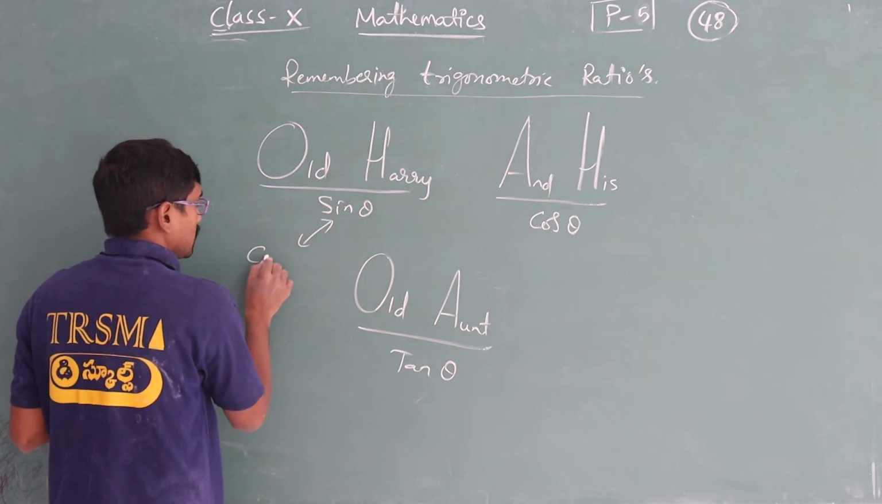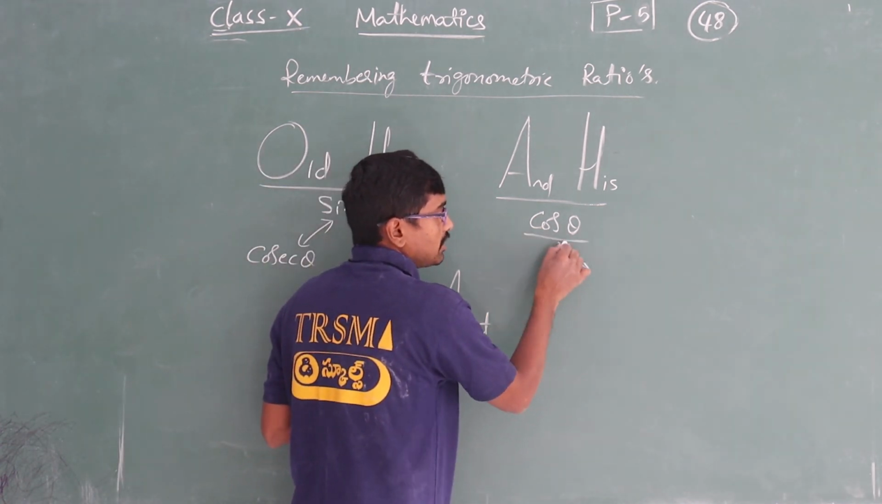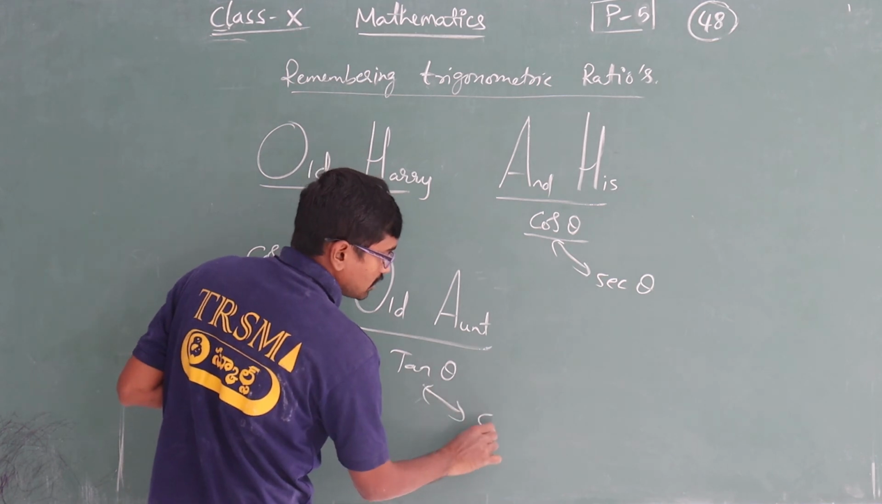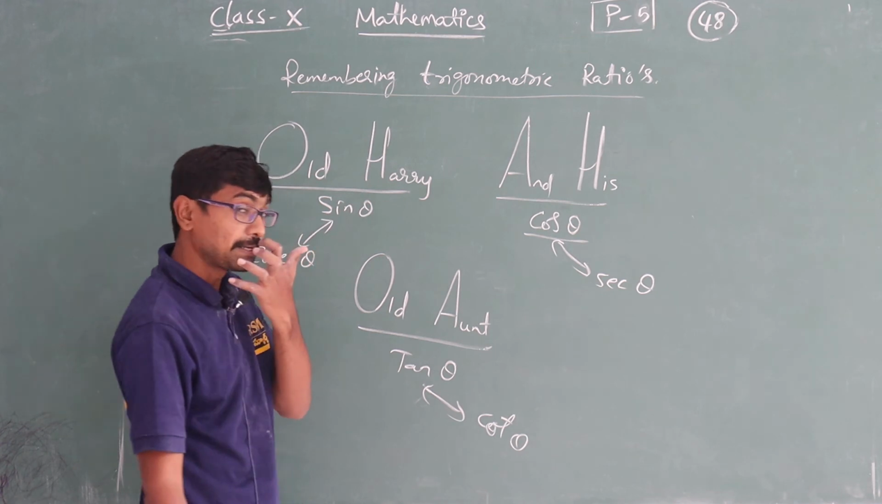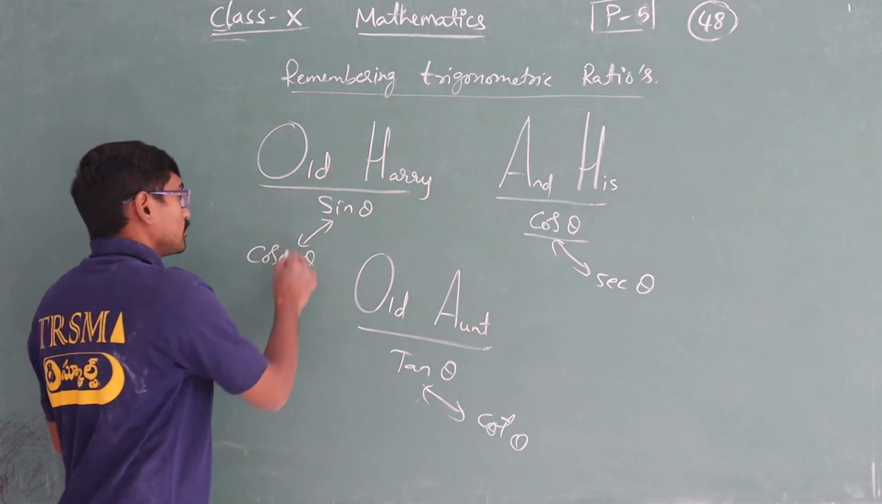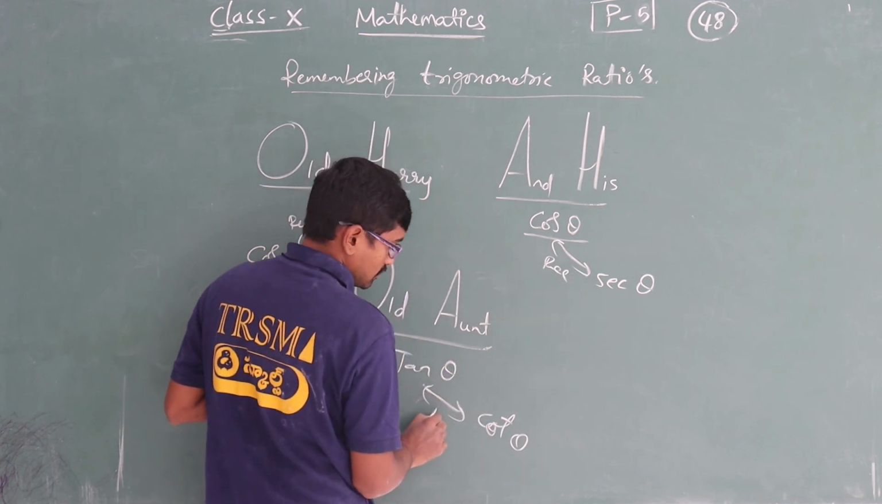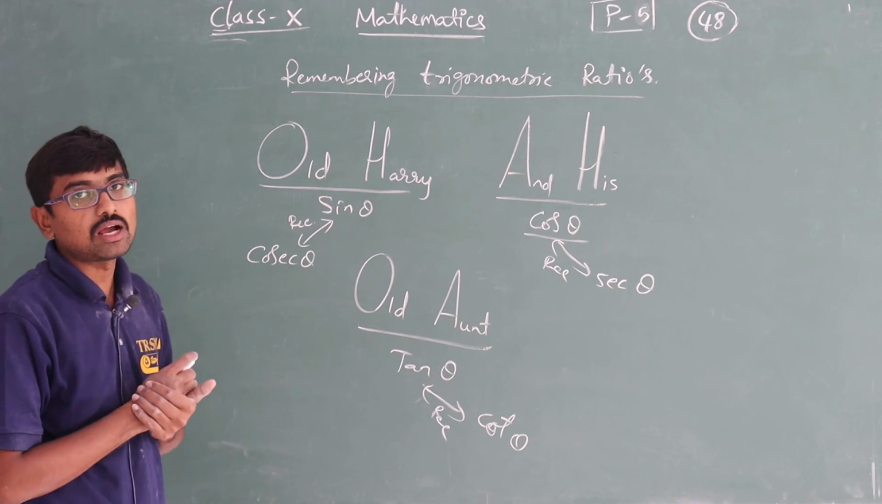Reciprocal of sine, you will get cosecant. Reciprocal of cos, you will get secant. And reciprocal of tan, you will get cot. Isn't it? They are reciprocals of each other. Reciprocal, that is 1 by. Okay, so this sentence you have to remember.